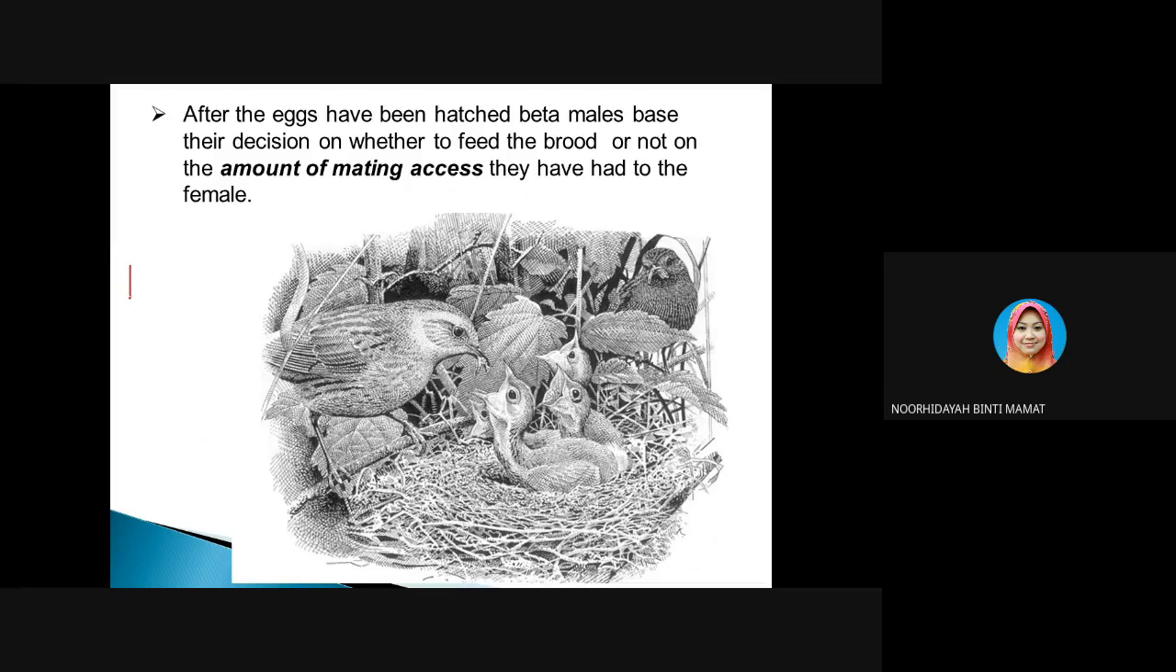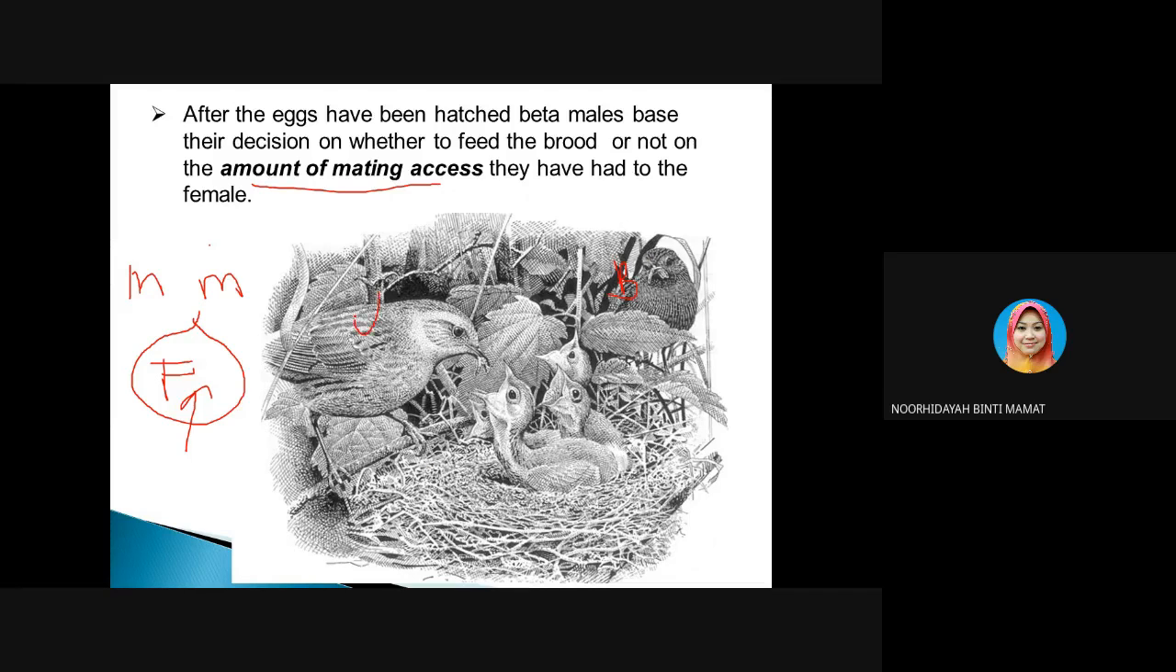So we are talking about the first male and the second male, right? The second male is the beta male. After the eggs have hatched, whether the beta male feeds his young or not depends on his mating success with the female. He knows his mating success with the female. If the mating success is higher, then the beta male will feed his young and care for them. So this is the beta male.